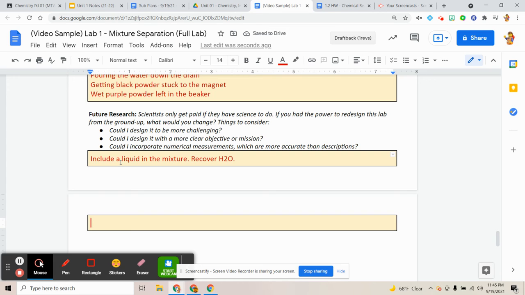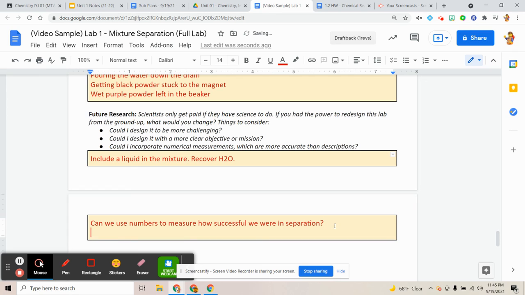Here's another thing to think about. Can we use numbers to measure how successful we were in separation? A lot of you were just separating the substances out and putting them back into little piles, but we didn't really know who was the best at separating. Is there a way to find out, oh, this person recovered 95% of their black powder, but this group over here recovered 98% of their black powder, so they did better? So how can we use numbers?